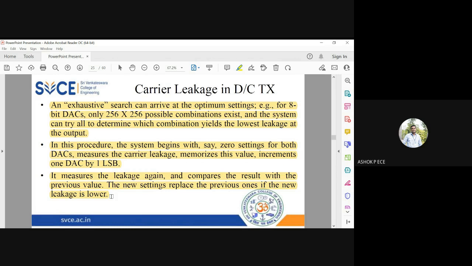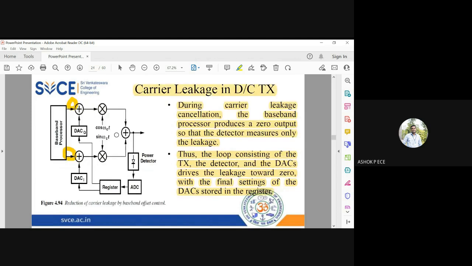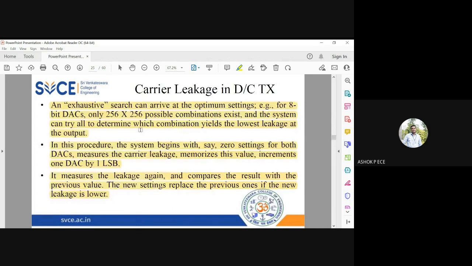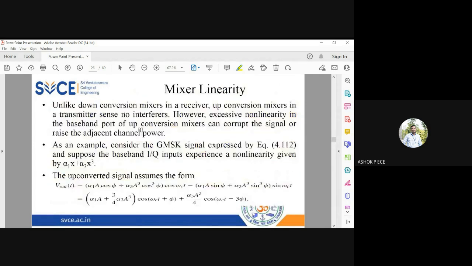So till you measure the error to be zero, the increment will happen, and once the error becomes zero, the increment is going to be stopped. We increment by the LSB so that the variation in the signal is going to be very, very minimum. We don't do it at the MSB, we do it only at the LSB.